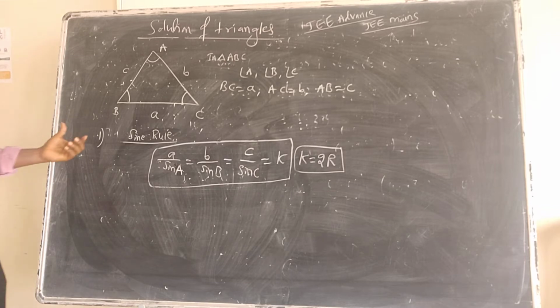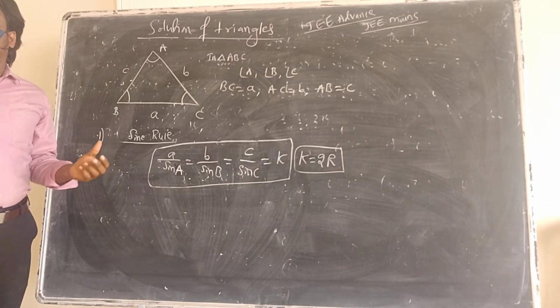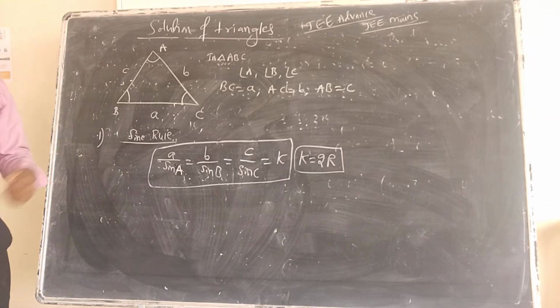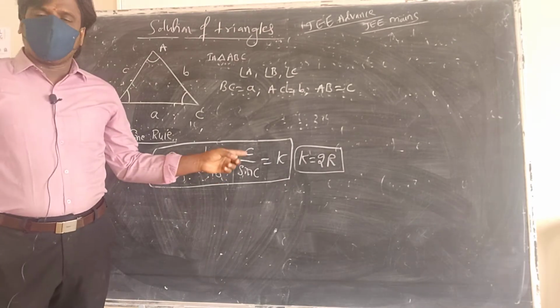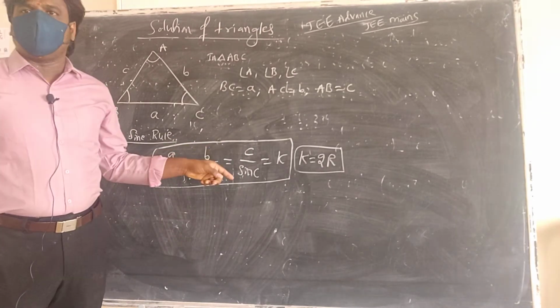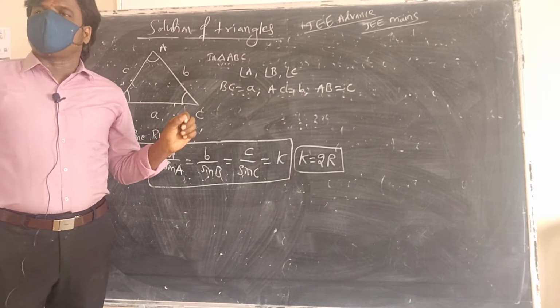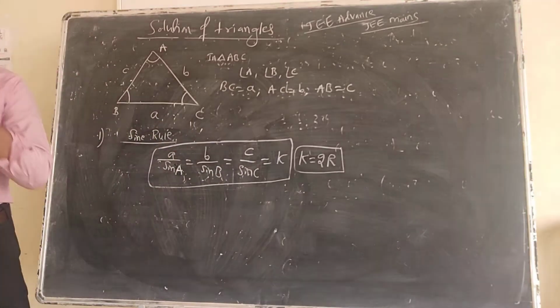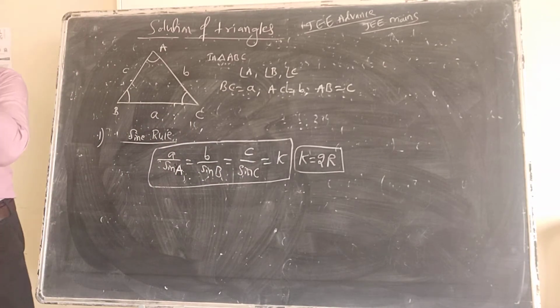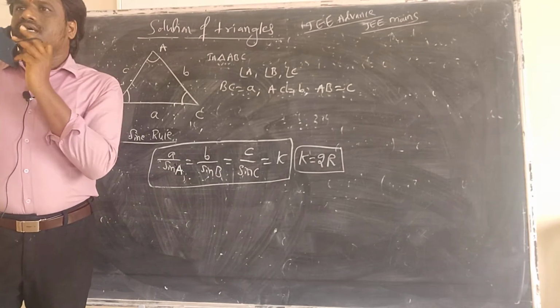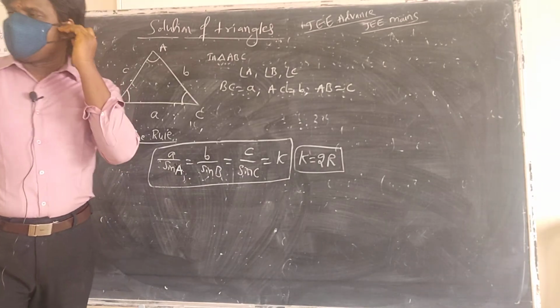So what is the sine rule? a by sin A is equal to b by sin B is equal to c by sin C is equal to k. This means it is the ratio of angles and sides.